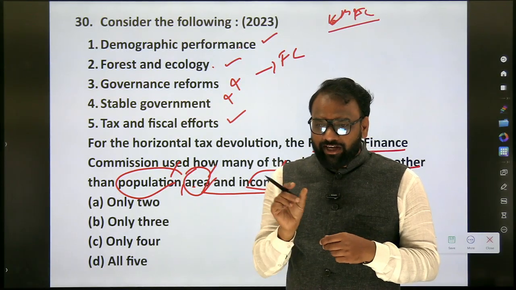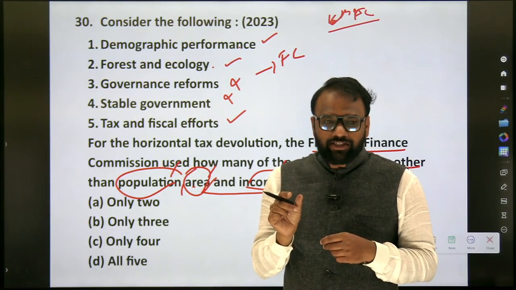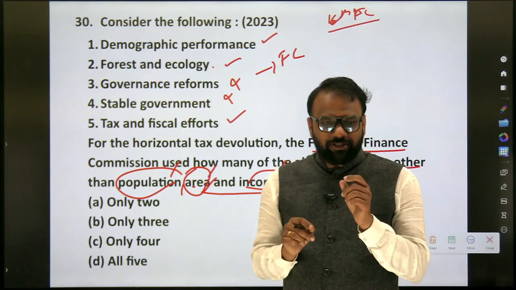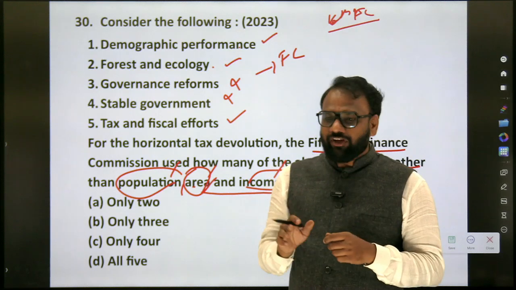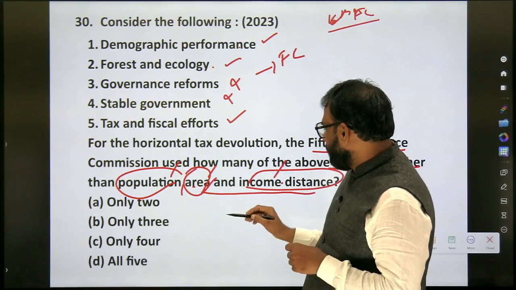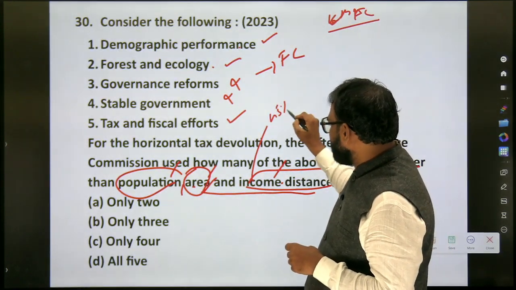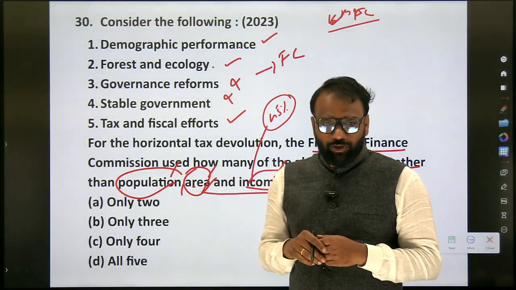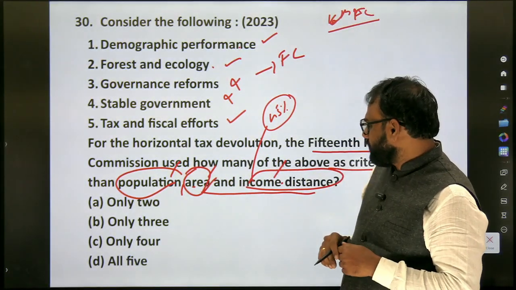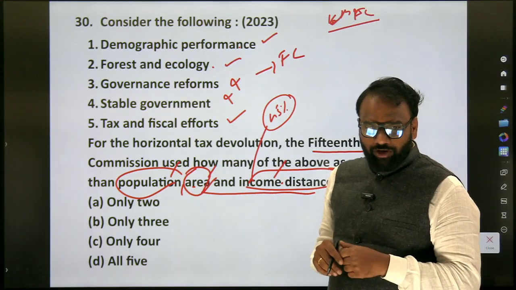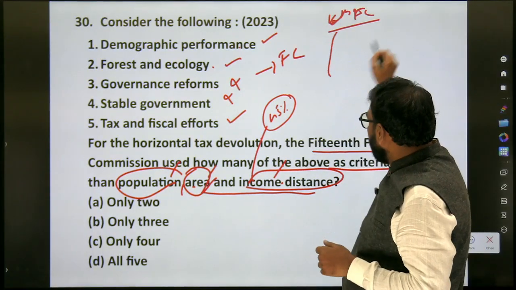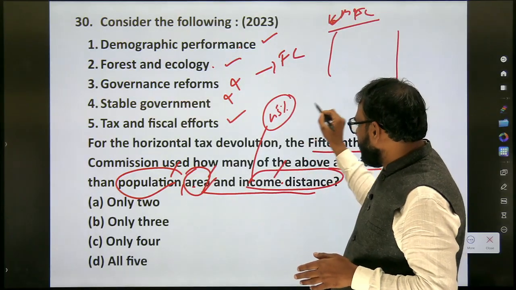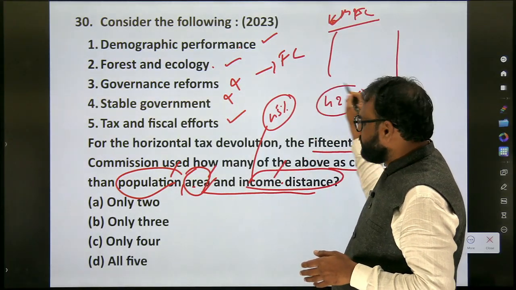Income distance. What is the weightage? 45%. 15th Finance Commission, 45%. So what we will do? Income distance, 45%. Okay. So whether 16th Finance Commission recommendations exist? 42.5%. Income distance, 42.5. So what you will do? You will make a match the following kind of thing. Okay, 2 tables. So here it is 45. Next it is 42.5.